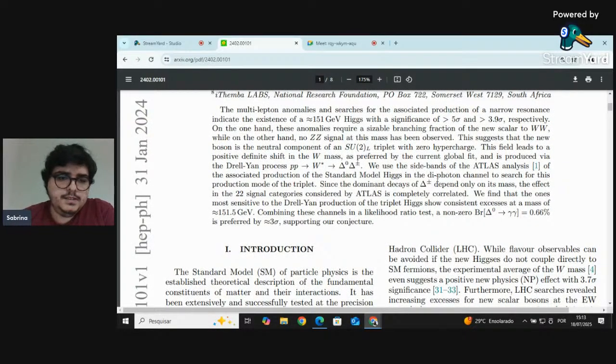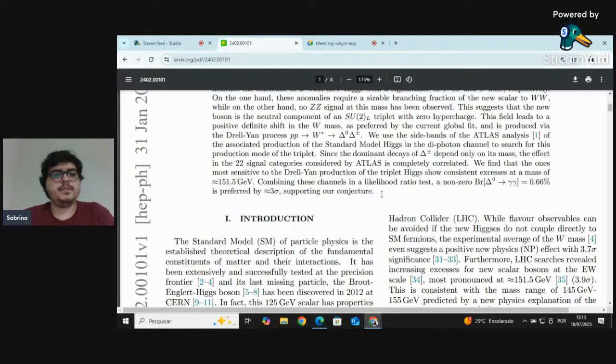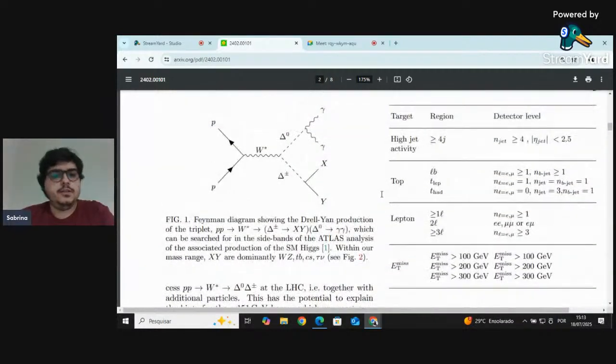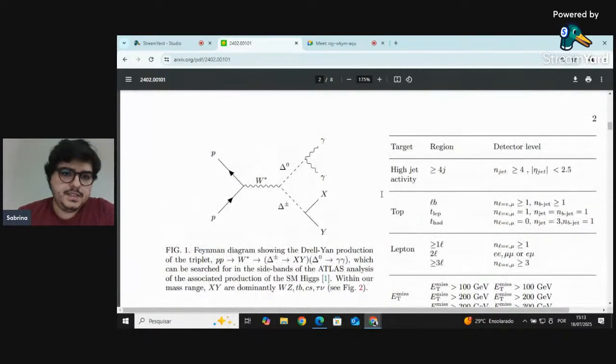They use the 22 signal categories used by ATLAS, but they only choose 10 of them. I'm gonna show you later what they use, and to constrain this model. Okay, so I'm gonna jump into the signal. This is the signal that they search. It's not the only way to generate those scalars, but it is the most prominent way.